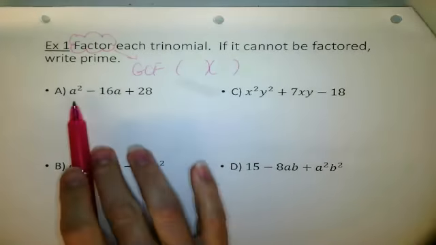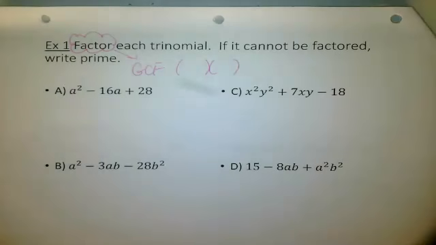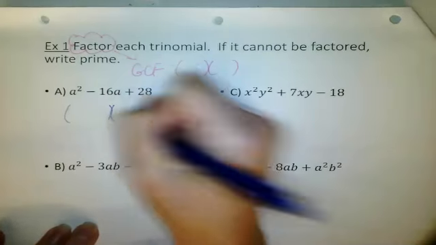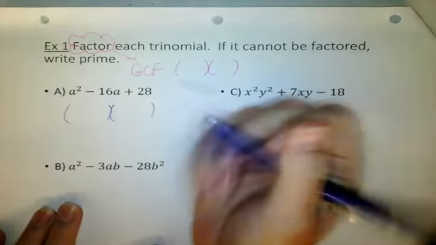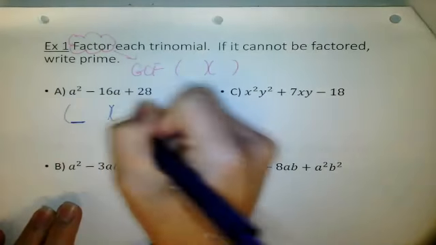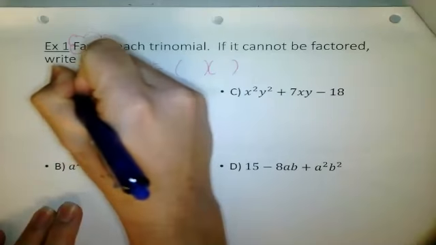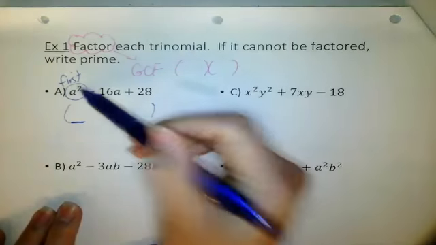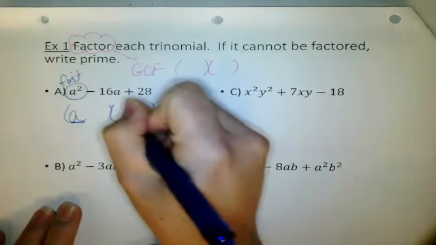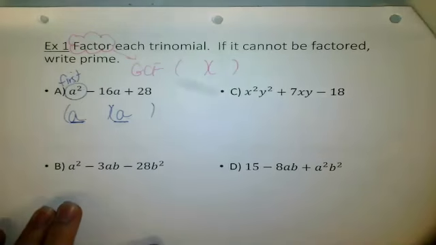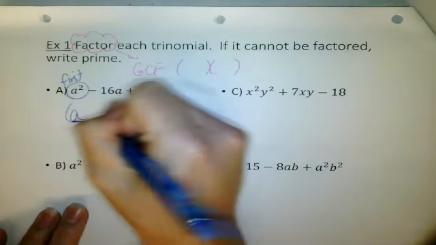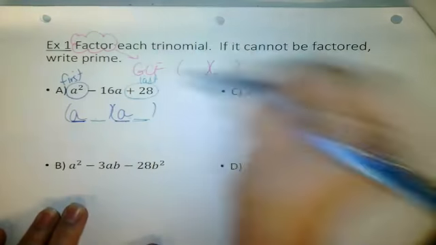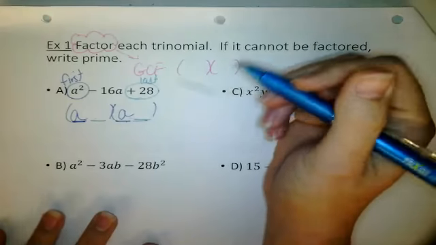Looking at this first one, we have a squared minus 16a plus 28. Is there a greatest common factor? Do they have something in common? No, there's nothing, so we can avoid that. Let's jump right to double bubble. Double bubble is unfoiling, foiling in reverse, which we know first times first should give us our first thing. What times what is a squared? A times a. Very good. And then last times last should give us our last thing. What times what gives me a positive 28?